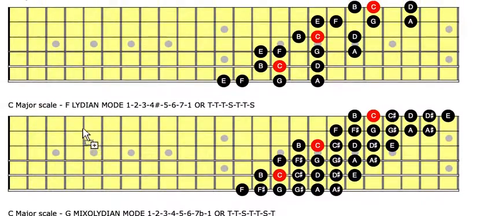On the fourth position, we have F Lydian. We start our 6-note per string chromatic scale on F.